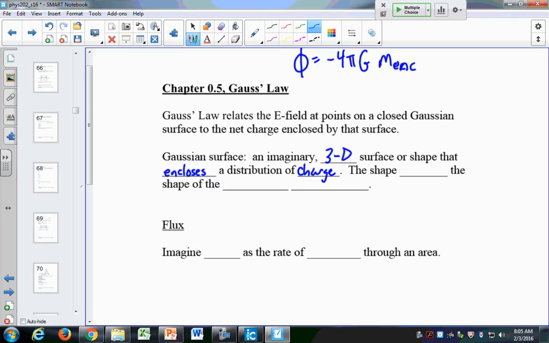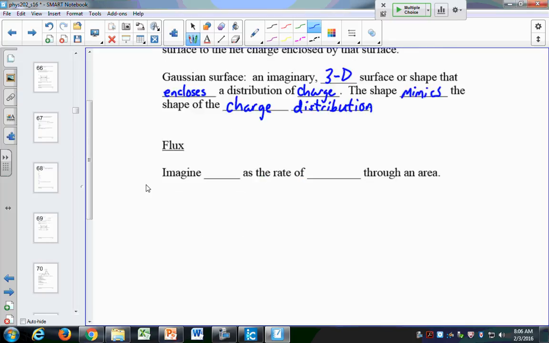Often it's useful to make these surfaces very regular, like we make it into a sphere or into a cylinder or whatever. But we don't always have to make it a regular surface, and I'll show you an example of that. But often the shape mimics the shape of the charge distribution. But we'll see some problems where we're just thinking about the flux and thinking about Gauss's law, where we just make up some funky surface. And you can certainly do that, but often we'll let it mimic the shape of the charge distribution.